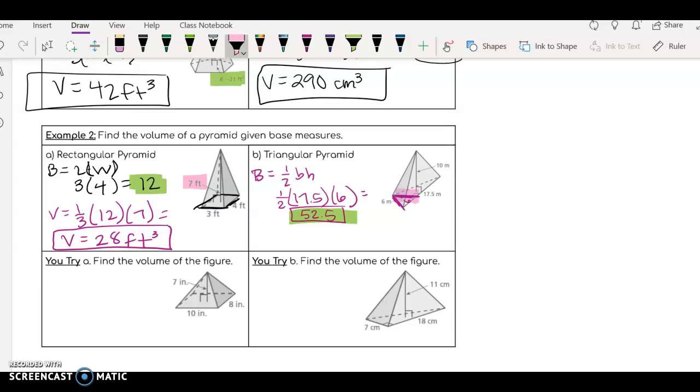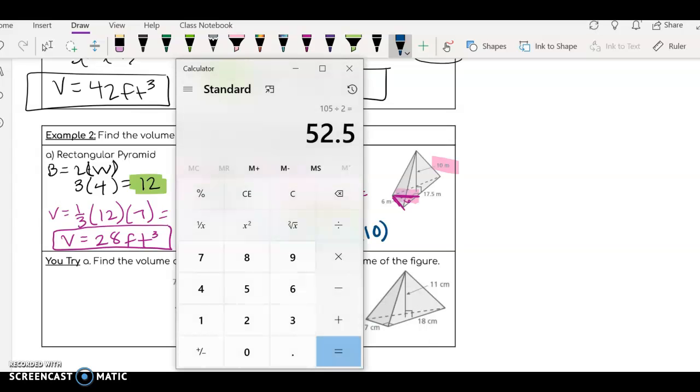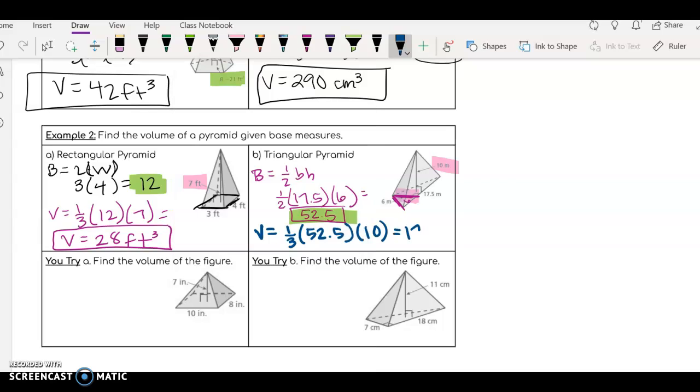And then I need the height of my actual pyramid from top to bottom. And so I get volume equals 1/3 the area of my base, which was 52.5, times my height, which is 10. So I'm going to multiply the area of my base times 10, and then I divide it by 3. And I get 175 meters cubed.